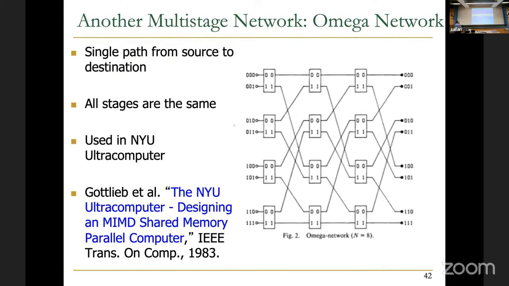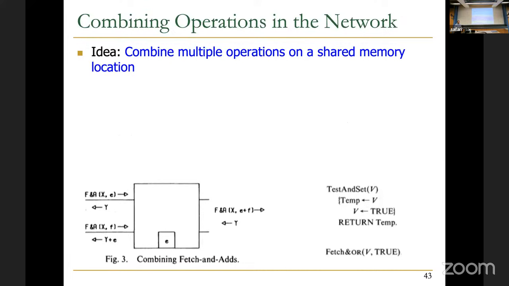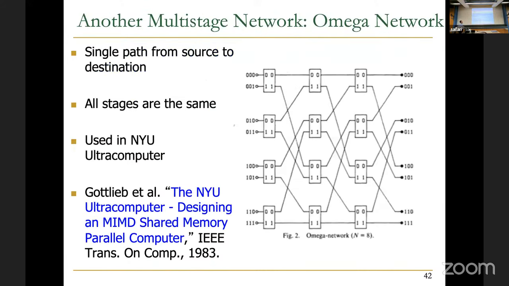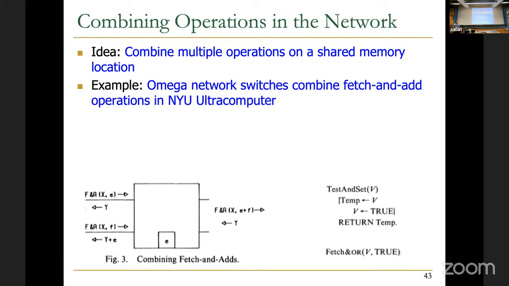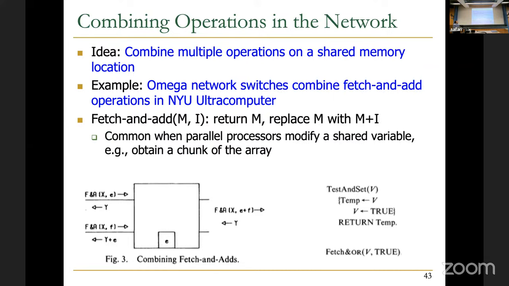But one interesting topic here is that we can also do some computation in the network. Like the concept of processing in memory, once your data is communicated from source to destination, why not also do some computation on that data? That idea has been proposed in this work, and they combine multiple operations on a shared memory location. In the Omega network switches, they combine fetch-and-add operations in the NYU Ultracomputer. Fetch-and-add of M, I returns M, but replaces M with M plus I. So it receives M and I, combines them, and returns M plus I. The network can actually do that. By doing that, you can also make a systolic array, for example. A systolic array is very similar to that.